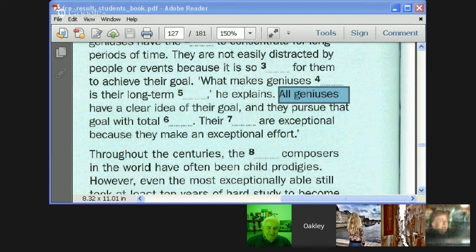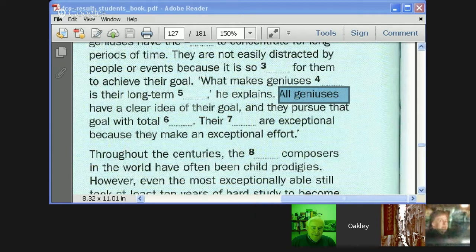Okay, Gina, number 8, next paragraph. Throughout the centuries, the blank composers in the world have often been child prodigies. Greatest. Okay, you got it. Great is the word. Excellent. The greatest composers. Very good. You're going to have to use the superlative there. You wouldn't say the great composers in the world. It would have to be greatest.